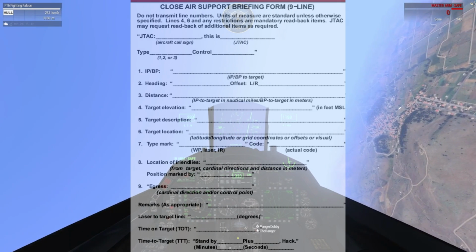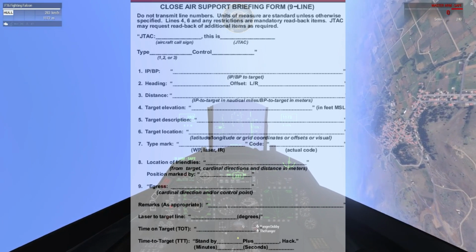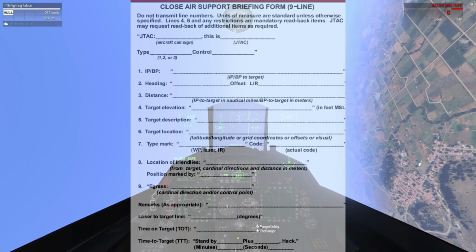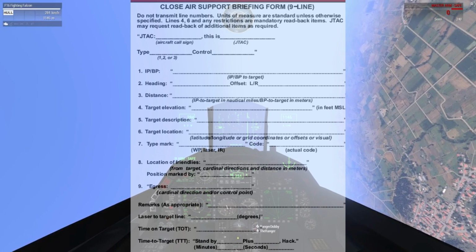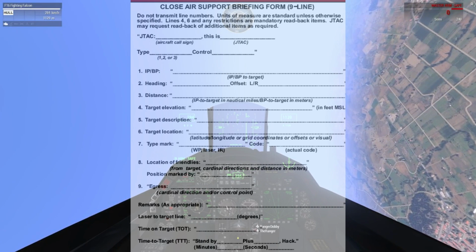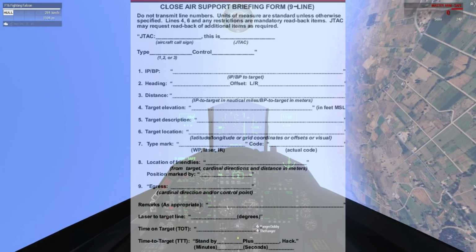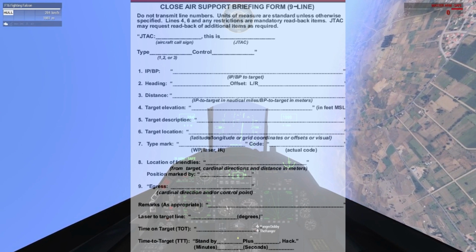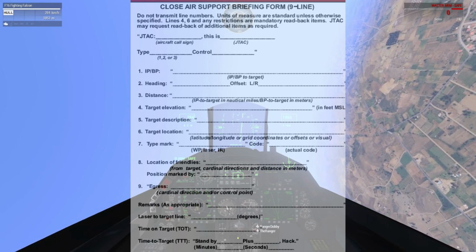Line 9 is egress. This will be where the JTAC on the ground tells you to egress, or it could be up to your discretion. It just depends on what's in the area. For instance, if you're running down a valley that hooks to the left and there's a solid mountain on your right, the JTAC on the ground will say egress to the left, and so on and so forth.